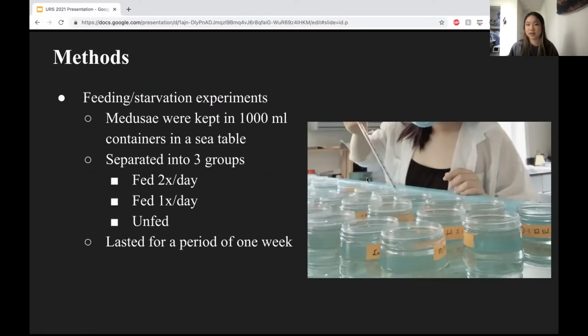And so how we fed them is that we had this plankton solution that was just plankton mixed in seawater, and then I would mix it up, make sure that it's homogeneous, and then I would feed 10 milliliters to the ones that were fed. So the ones that were fed twice a day got 20 milliliters overall. The ones that were fed once a day got 10 milliliters overall. Ones that were unfed were not fed at all. They were just there. And then this lasted for about a period of 1 week, which seems very short, but the medusae are only known to live about 3 months. So 1 week out of 3 months is a good portion of their lifetime.